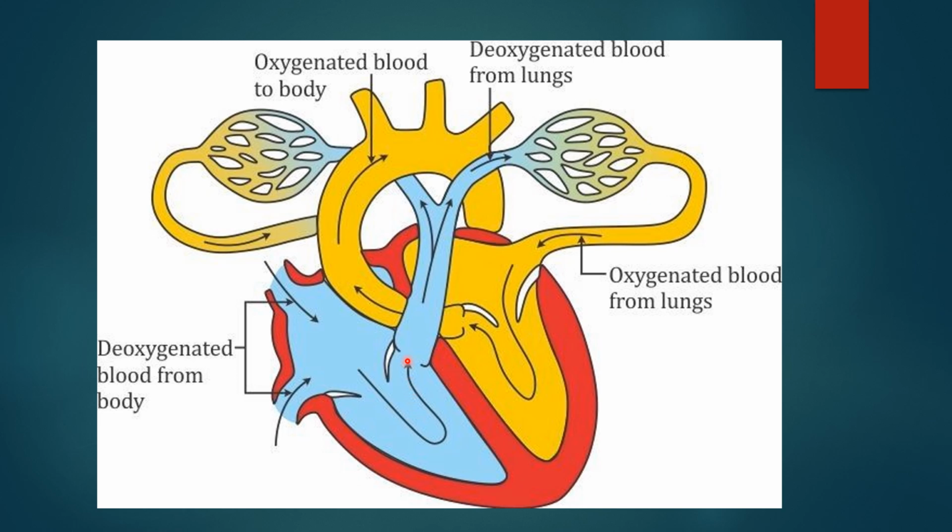From here, it reaches the lungs with the help of pulmonary arteries. There, the lungs exchange these gases, take out carbon dioxide and add oxygen. Now this oxygenated blood, which is denoted by yellow color, reaches the heart, on the left side, enters the left atrium, moves to the left ventricle, and from there it moves to the other parts of the body with the help of arteries.